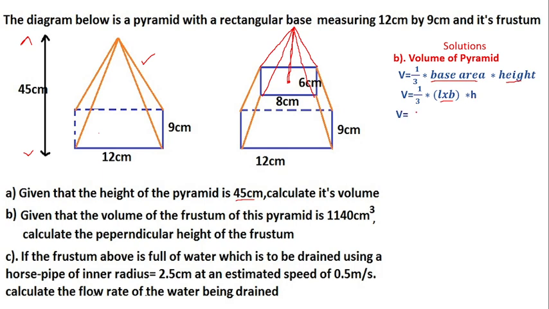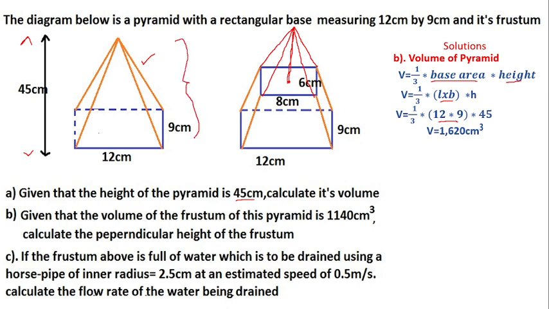Okay, so if we substitute, our length is 12, our breadth is 9, as you can see here. So you substitute your length and your breadth, multiply by the height. The height of the pyramid is 45 centimeters. So you just need to use your calculator and you are going to find your volume to be 1620 centimeters cubed. Okay, so that's the volume of the frustum, which is the complete thing here, right?